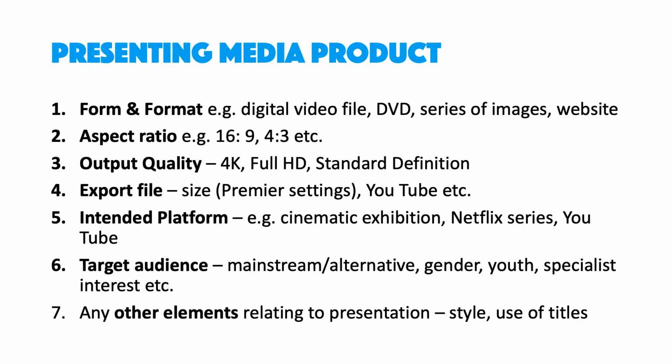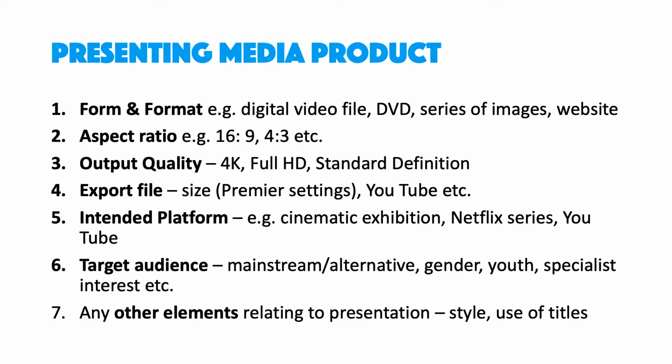So these are the things to think about. Form and format. So it could be digital, DVD, series of images, or a website. It could be aspect ratio, so choose what's appropriate for your film. Might be 16:9, might be 4:3. There's some more information about aspect ratios on the VLE.